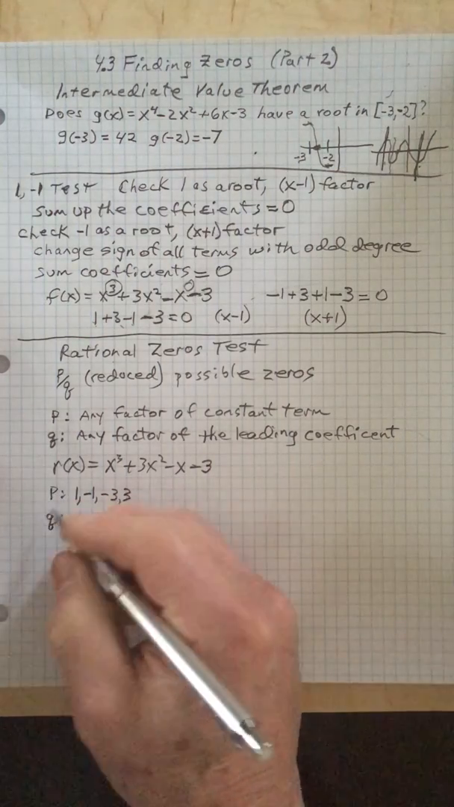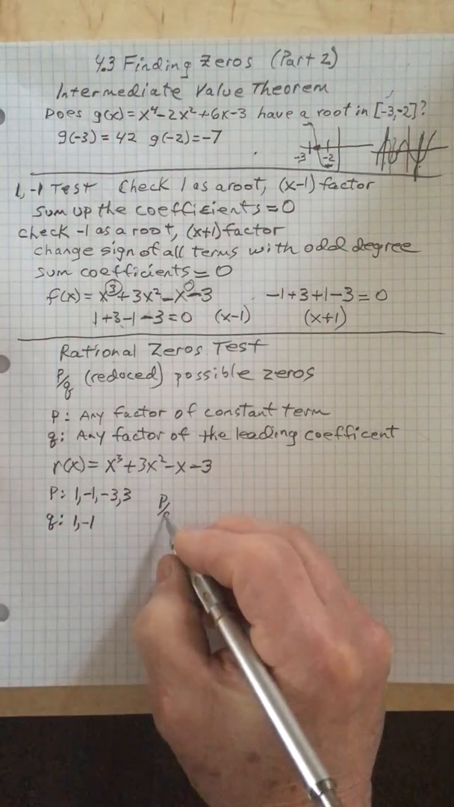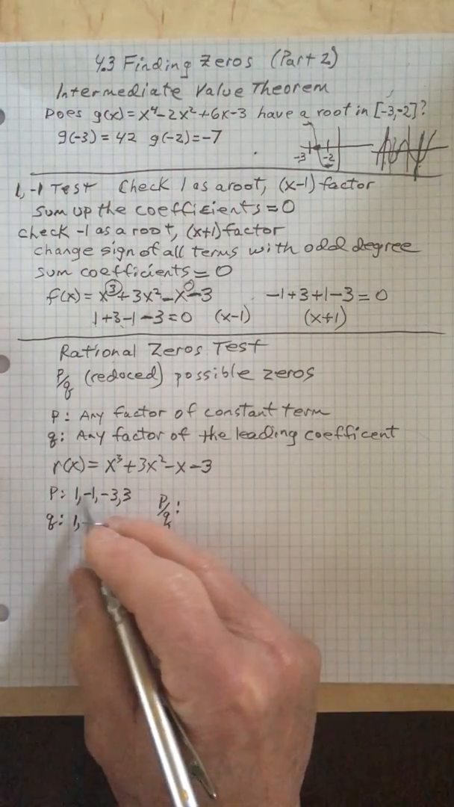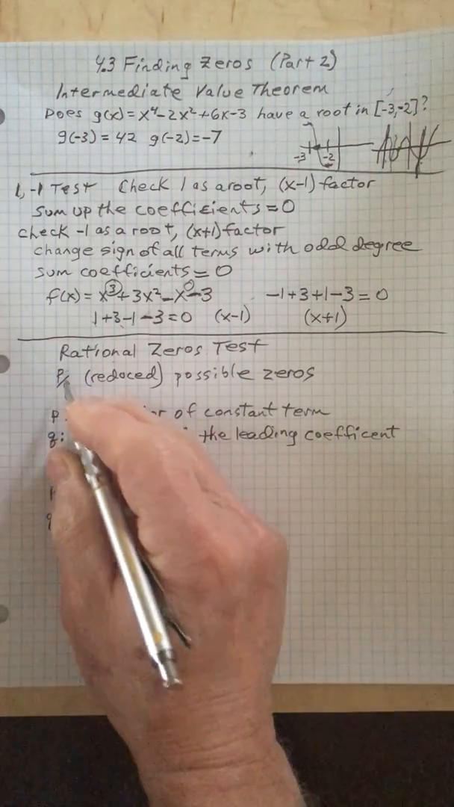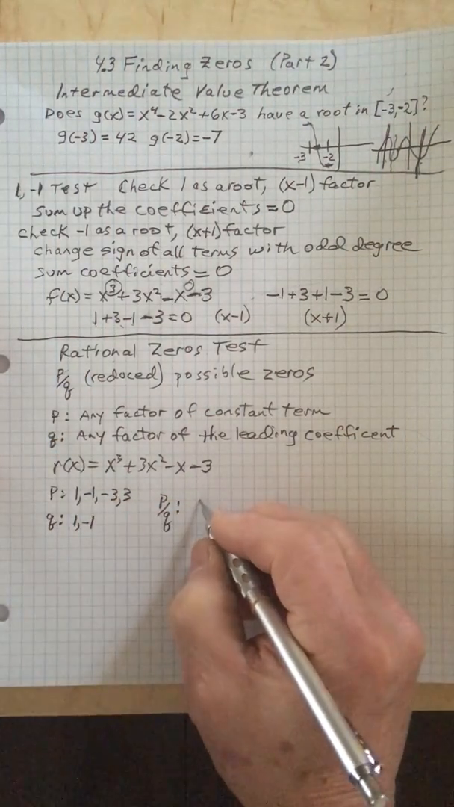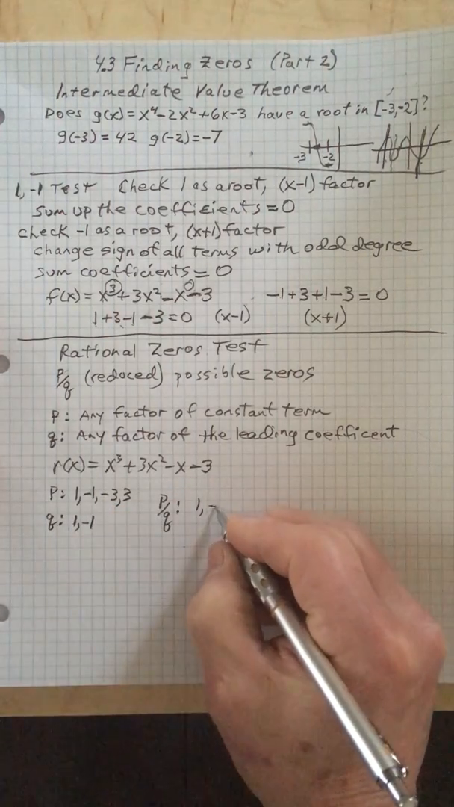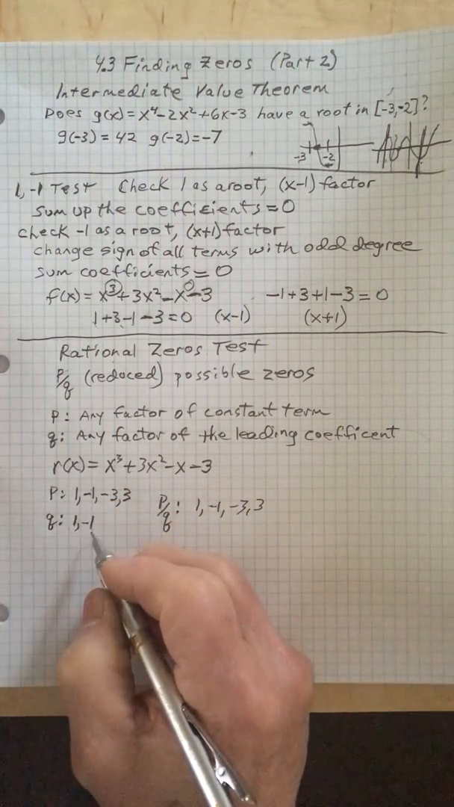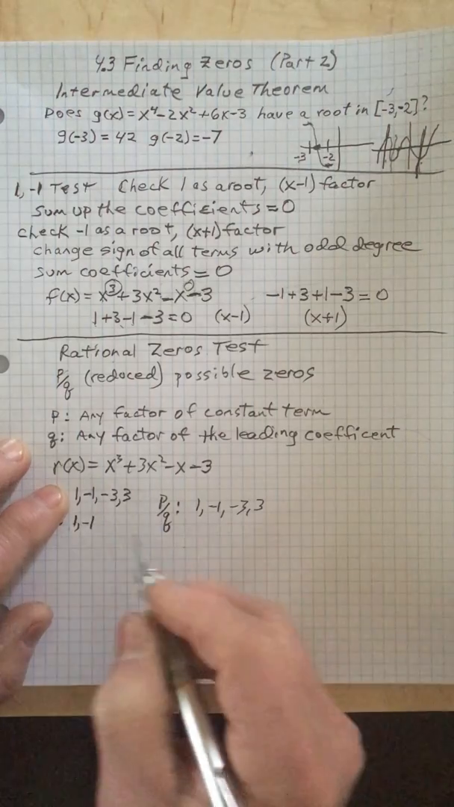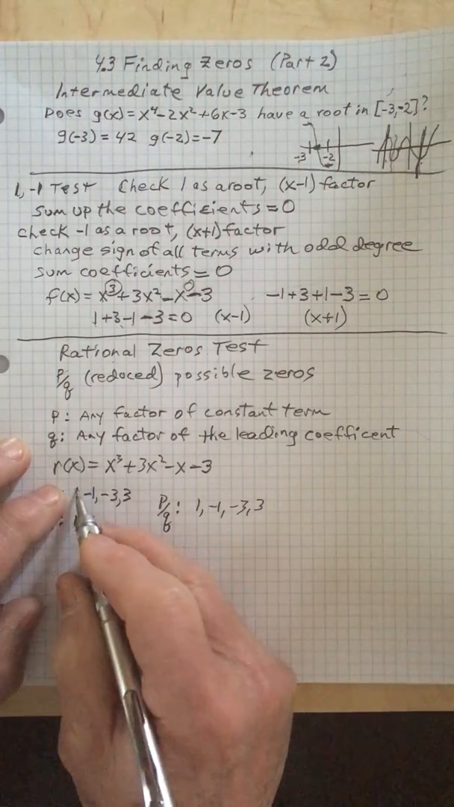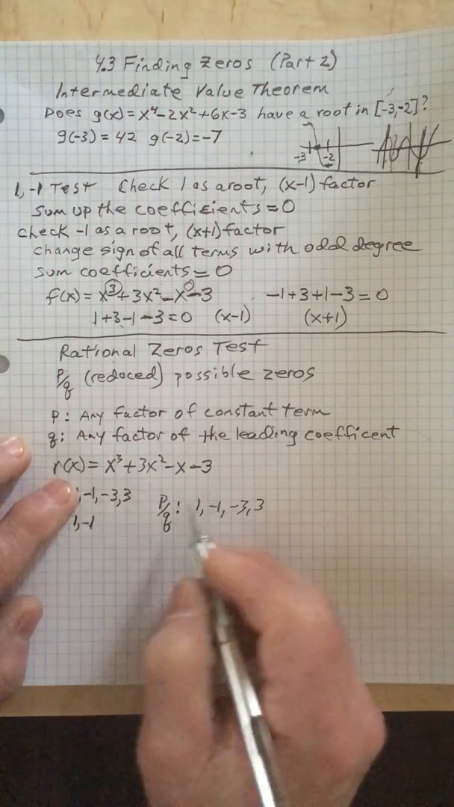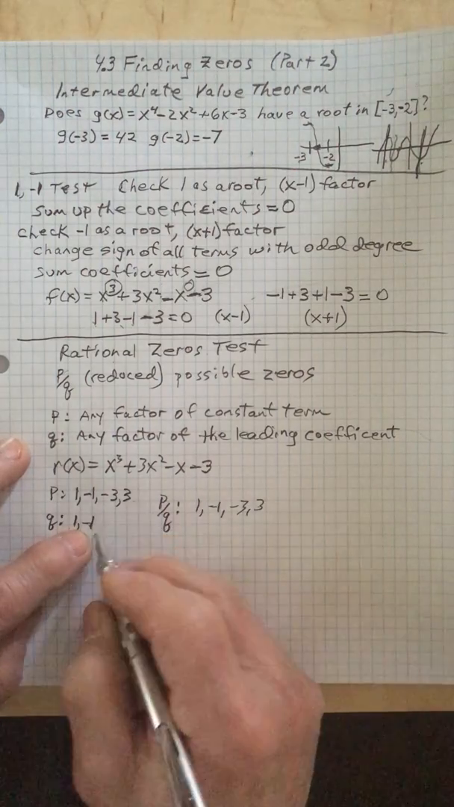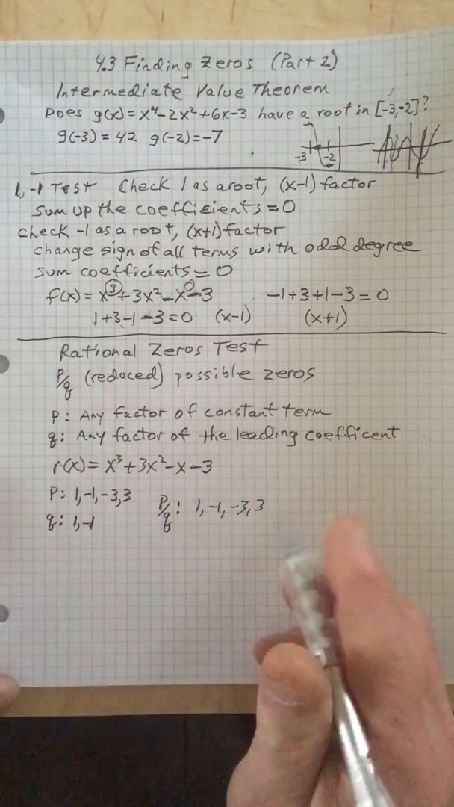So what are the possible p over q's here? These are all possible zeros. So any of these divided by 1, p over q. So 1 divided by 1 is 1, -1, -3, and 3. And then any of these divided by -1. But I think we'll get some duplicates here. 1 over -1 is already here. -1 over -1 is already here. And so on. So this one's not bad.